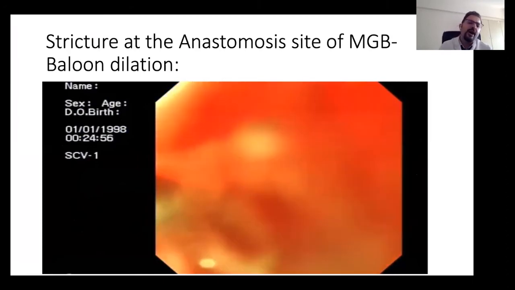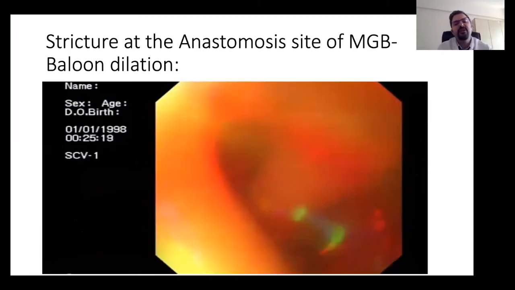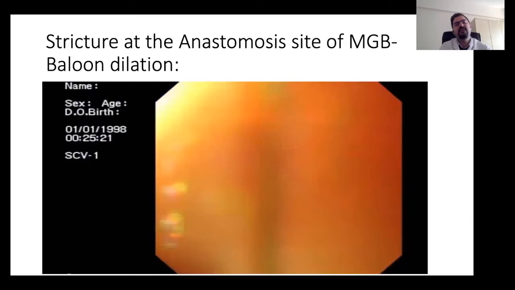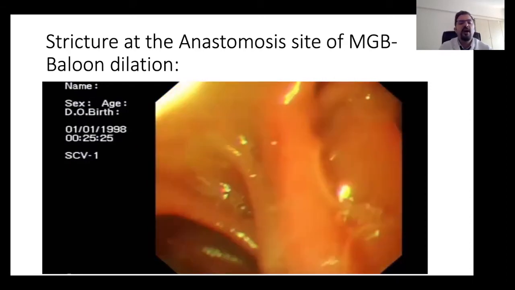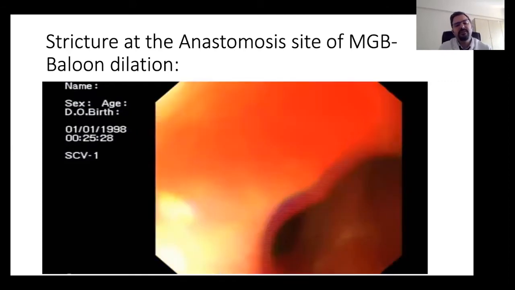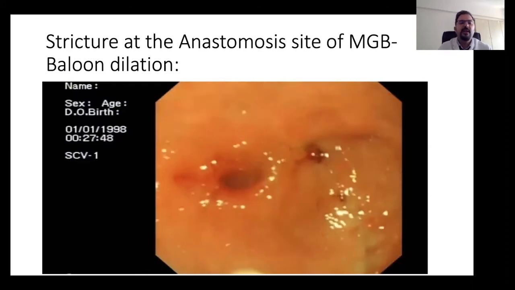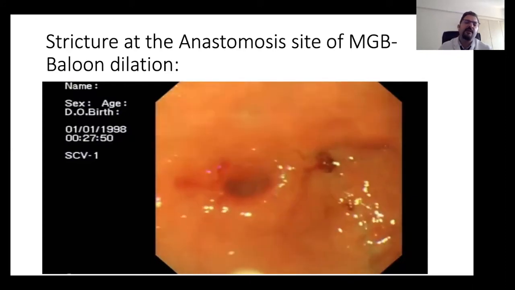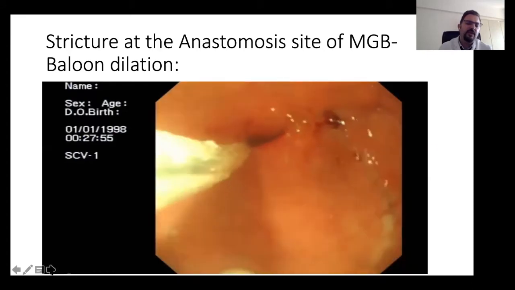So I prefer to call minimal invasive endoscopic surgery these procedures. These are hybrid procedures. If you cannot do it with a balloon, then you can go and redo the anastomosis, but you have to try the endoscopy all the time. And then you can save the patient's life by just dilating the anastomosis in 3-4 sessions, and that will be enough for the patient.